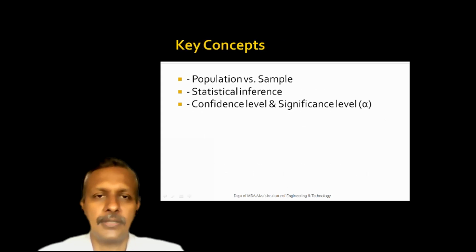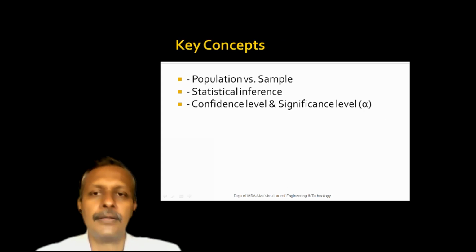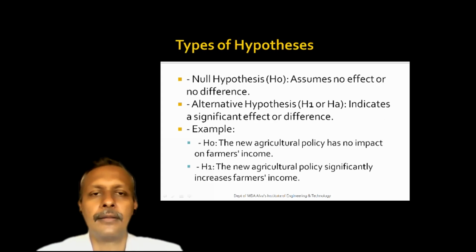So, let us understand the key concepts in hypothesis testing: population versus sample, statistical inference, confidence level, and the significance level, which is denoted by alpha. There are different types of hypotheses. The first one is the null hypothesis, and the second one is the alternative hypothesis. Null hypothesis is denoted by H naught, which assumes that there is no effect or no difference between the two samples or the two means of the samples. Alternative hypothesis H1, also represented by HA, indicates a significant effect or difference.